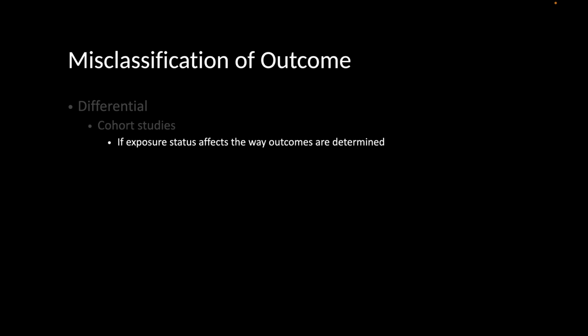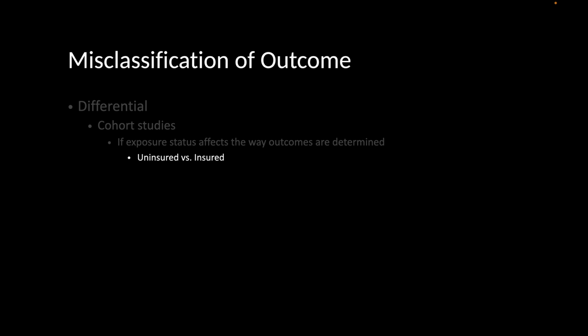Okay, so let's move on to misclassification of outcomes. And remember, there's always some degree of non-differential misclassification of the outcome, but what we're worried about here is differential misclassification. And so in cohort studies, one thing that can happen is that the exposure status can affect the way outcomes are determined. As an example, let's imagine we're studying whether being insured is a benefit or a harm in leading to a particular outcome.